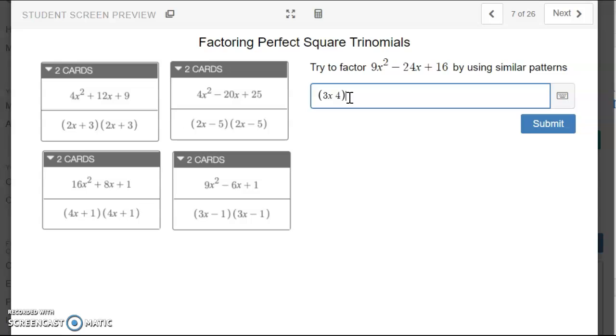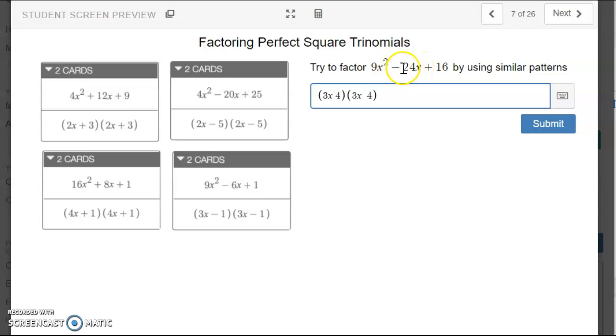Whether it's going to be positive or negative depends on the middle term, whether the middle term is positive or negative. So it's going to be 3x plus 4 and 3x plus 4, or 3x minus 4 and 3x minus 4. I do not know that yet. But now let's just check if the middle term adds up. Square root of 9x squared is 3x times square root of 16 is 4. So 3x times 4 is 12x, and doubling that is 24x.